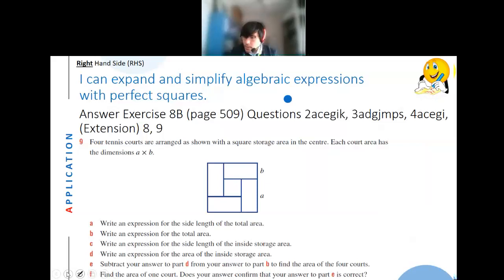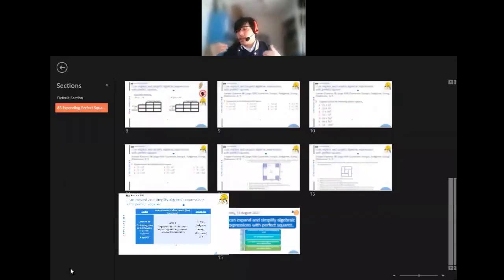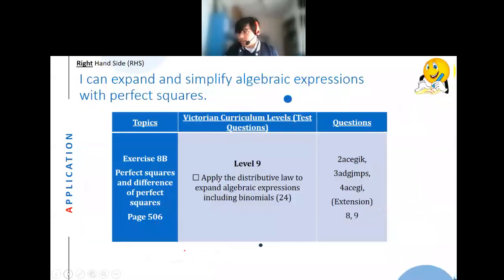So hopefully you feel a bit more confident in the lesson here. And just a reminder, we are working at level 9 here, and if you're doing this, you should be feeling quite good about yourself.